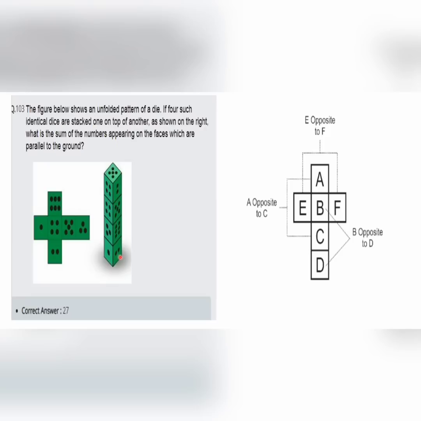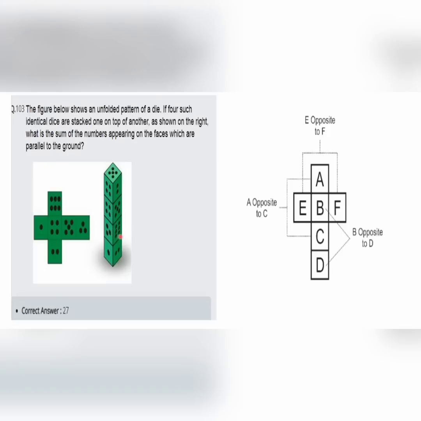Here 1 and 2 are there. 1 will be opposite to 5, so on the back side there will be 5. Then 2 will be opposite to 6, so this side will be 6. So the remaining faces will be 4 and 3. They will be opposite, at the base and top. So 4 and 3 will be parallel to the ground. Then coming to the next cube.